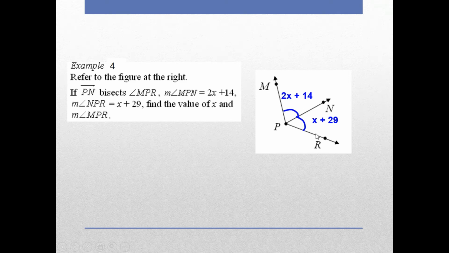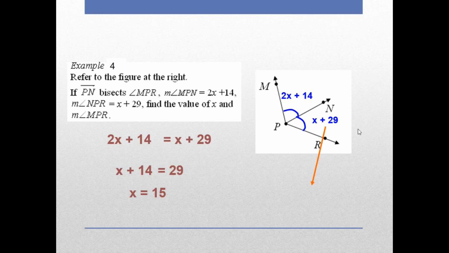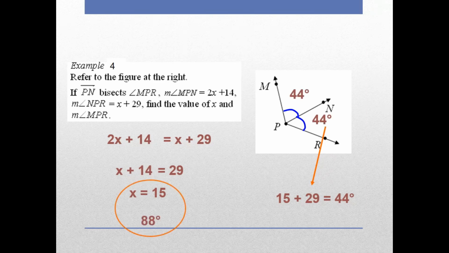You're not given anything about the whole size of the two angles combined, but since you know that they're congruent, because of that word bisects, you can set them equal to each other. So then solving for x here, you end up with 15, and then the final part of the question asks for angle MPR. So we need to substitute that 15 back in to each one. So 15 plus 29 is 44. If half of this angle is 44, that means that both angles are 44 and the overall size of MPR is 88 degrees.